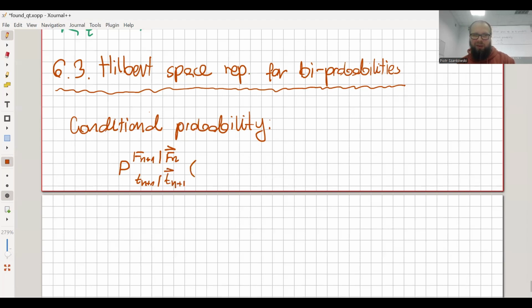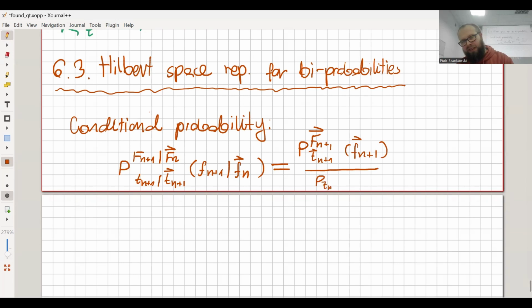So we have a conditional probability, F1, conditioned on previous outcomes, and thanks to causality, we know that this conditional probability can be expressed as a ratio, with n plus 1, PTN, and the vector Tn plus 1 in the lower index.